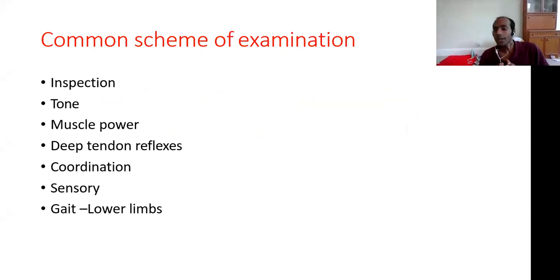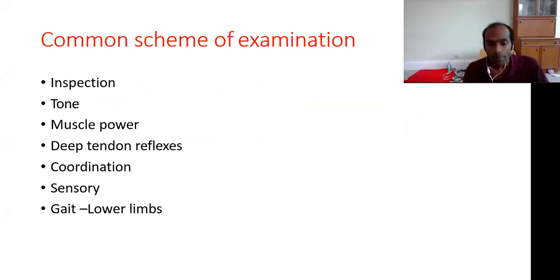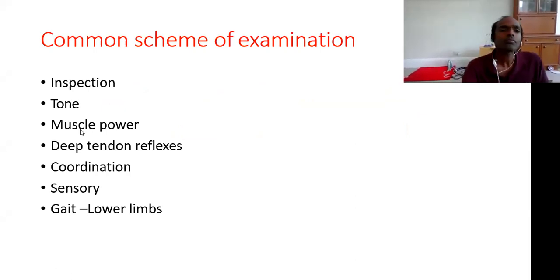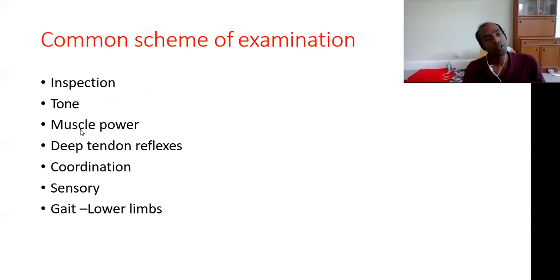Right, now again we start off with the examination technique. For the upper limb and the lower limb, there is a common scheme of examination. So the themes that we use for examination are the same for upper limb and for lower limb, so it's easier to remember. The structure is different from the other systems, but the upper limb and the lower limb examination have a common theme. And obviously we start off with inspection, move on to examination of the tone, then the muscle power, then we go on to the deep tendon reflexes, coordination, sensory. And if you're examining the lower limbs, obviously examination of the gait is important as well. Okay, so these are the common themes of examination in the upper limb and the lower limb examination.